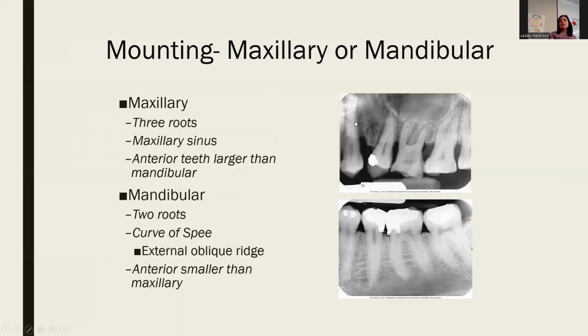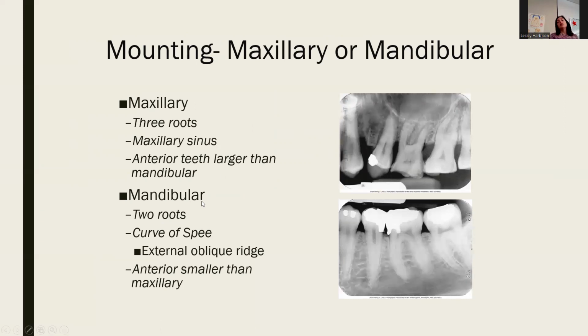Maxillary things, some things to help you recognize a maxillary film. There are 3 roots: the buccal, the mesial distal, and the palatal root. You can see the maxillary sinus. Anterior teeth are going to be larger on the maxilla than on the mandible.